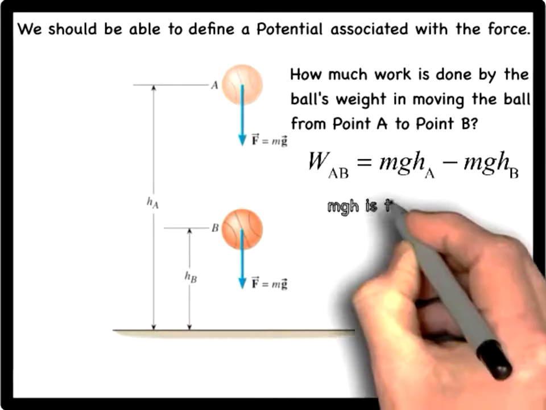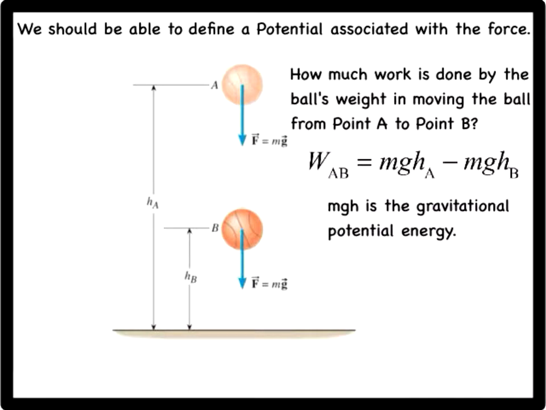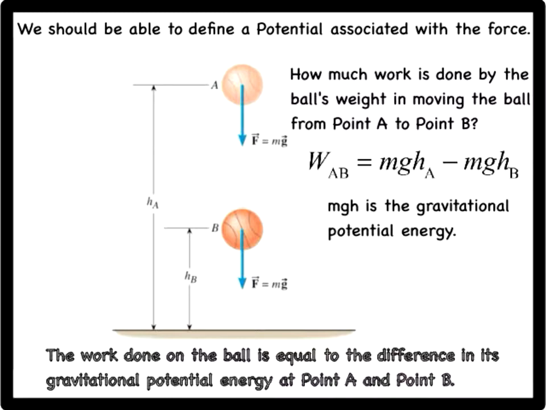Recall that the quantity mgh is referred to as the gravitational potential energy of the ball, and it represents the energy the ball has just by virtue of its position relative to the surface of the Earth. Thus, the work done on the ball by its weight is equal to the difference in the ball's initial and final gravitational potential energy. Now let's consider an analogous case for the electrostatic force.